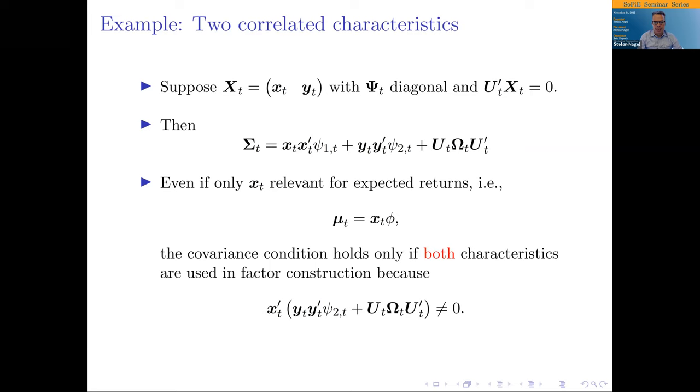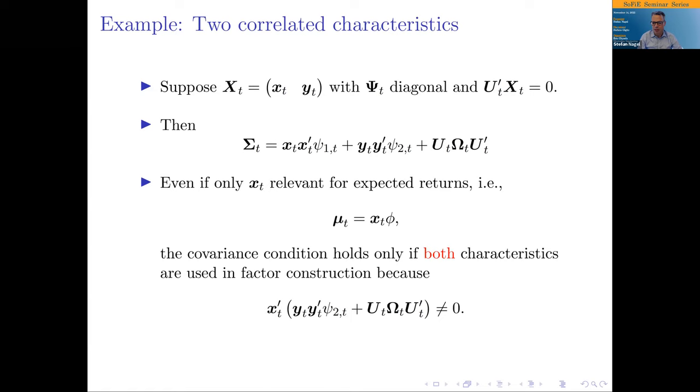But the covariance condition that we assumed above holds only if both characteristics are used in factor construction, right? Because think about if you now were to form a factor that's only using X, but not Y, and you want to know what the covariance is of this factor that you constructed based on X and excess returns. This basically involves post-multiplying, or pre-multiplying, doesn't matter, the covariance matrix with X. And you can see there's now not only the X part remaining, but since X is correlated with Y, there's also going to be the Y part there. And the Y part is basically a distortion.